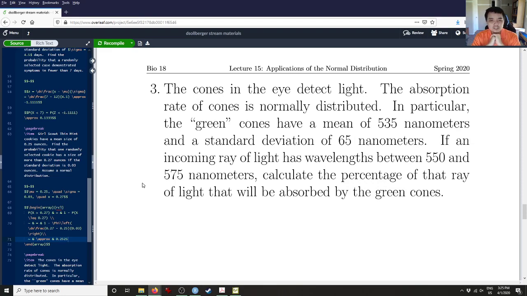All right, for the third example, I'm bringing this one in from physics. The cones in the eye detect light. The absorption rate in cones is normally distributed. In particular, the green cones, that is the cones in your eyeball that detect green wavelengths of light, have a mean of 535 nanometers and a standard deviation of 65 nanometers. If an incoming ray of light has wavelengths between 550 and 575 nanometers, we'll want to calculate the percentage of that ray of light that will be absorbed by the green cones.